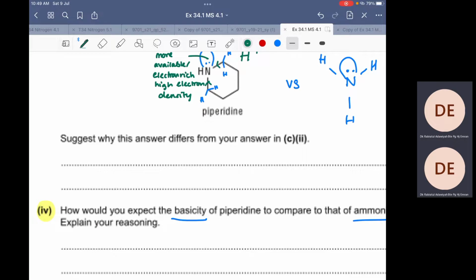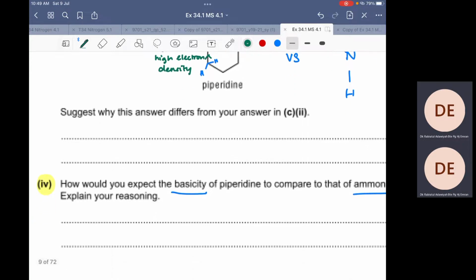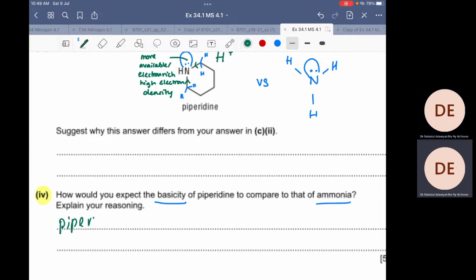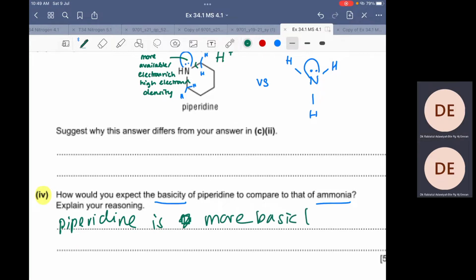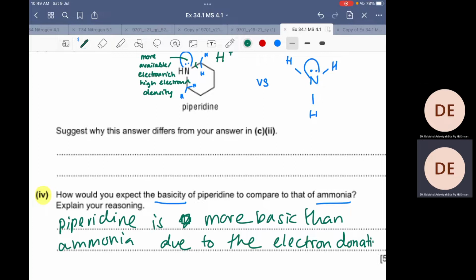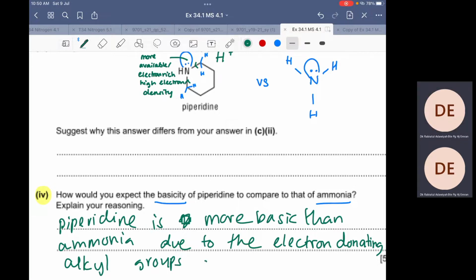To answer that, for how many marks is that? That is 1 mark. So we say that piperidine is more basic than ammonia due to the electron donating alkyl groups. Yeah, that's all. Due to the electron donating alkyl groups, it's enough. But if you want to add on to your answer, it pushes electron density to the lone pair, making it more available for the H plus, that's fine. Okay? Okay, next question, question 7.